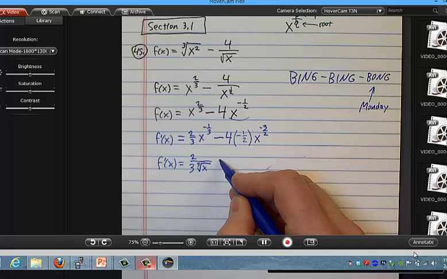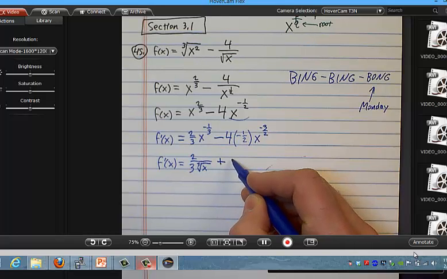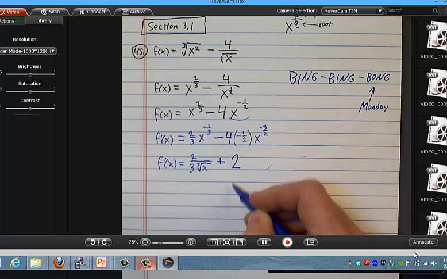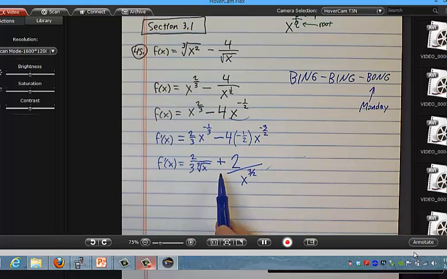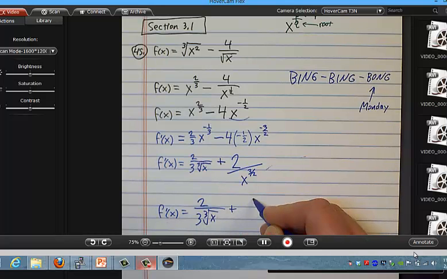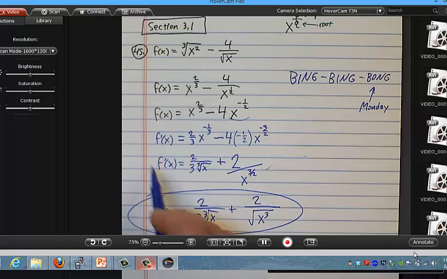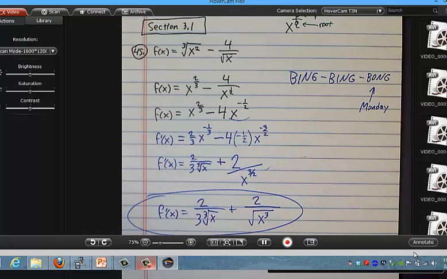And then I'm going to put plus, and then I think I would just write 2, maybe over x to the 3/2 power. Why is it plus? Because there was a minus minus. Maybe they put this as their answer: 2 over 3 cube root of x plus 2 over maybe the square root of x cubed. Something like that might be the answer. That's another way to write it. Lauren, does that help? Okay.